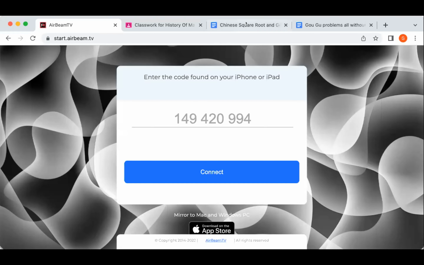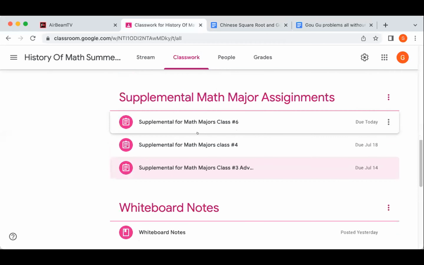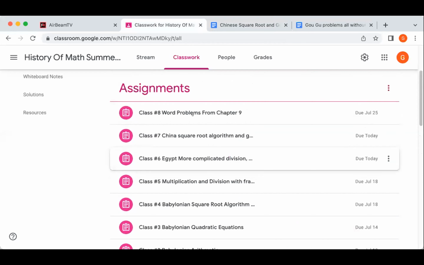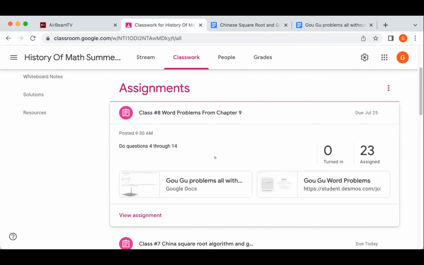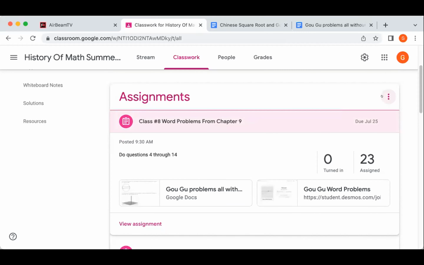By the way, if you want to see one of the scariest pictures in all of the history of math, it is the diagram for the sea island question. Huh, why is the sea island not there? Hold on a second.